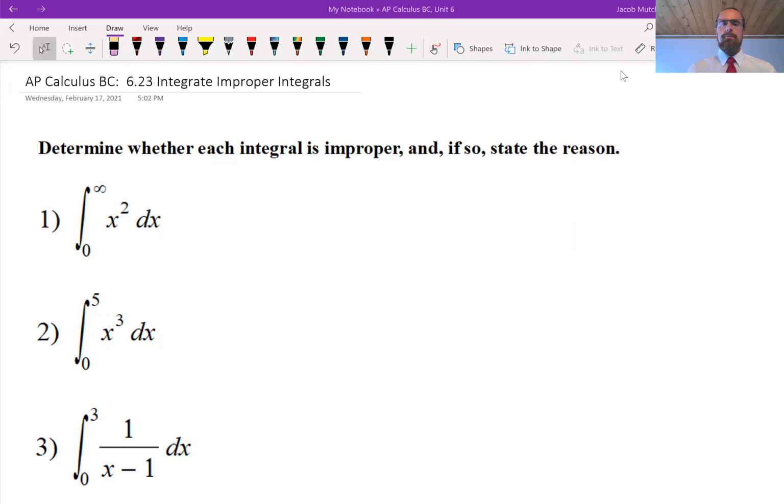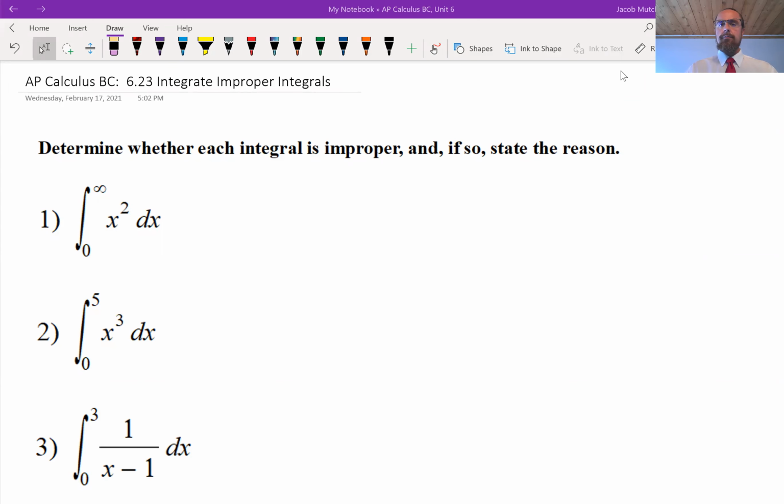Welcome to Calculus. Today we will investigate how to integrate improper integrals. We'll take a look at 4 examples. Our first example is to determine whether each integral is improper, and if it is improper, to state the reason. And I've got 3 potential integrals here.